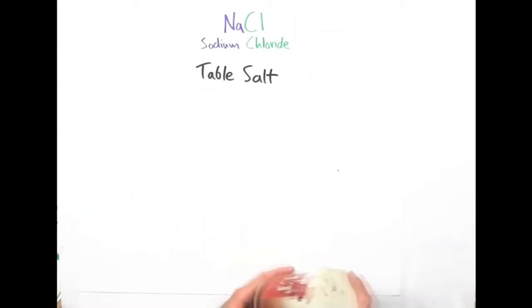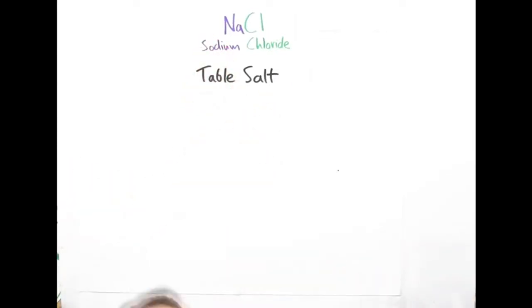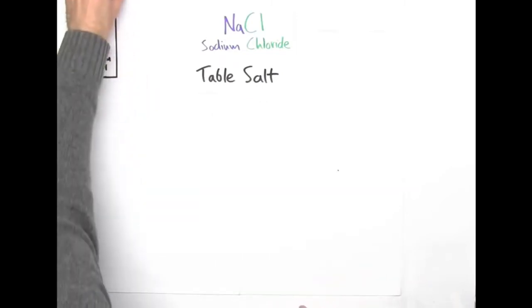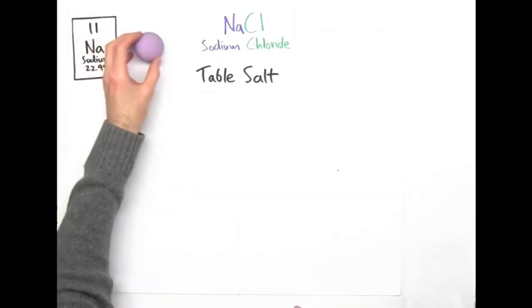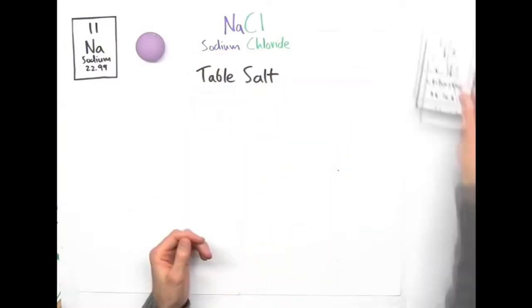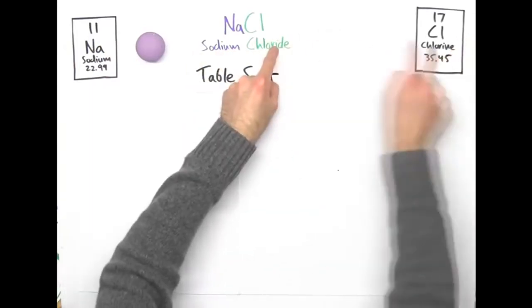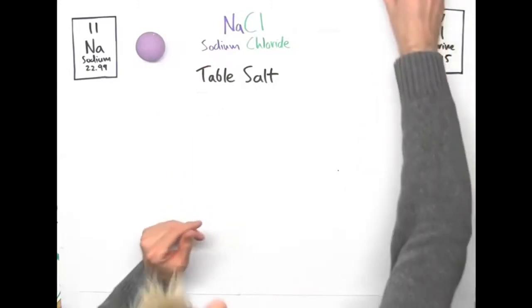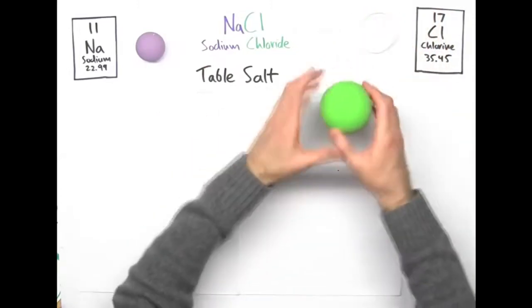It's the stuff that you put on your food. So sodium chloride is made of two types of atoms. We got sodium. Here's its symbol from the periodic table, and here is a sodium atom right here. And sodium chloride is also made of chlorine or chloride. I'll tell you what the difference between those is in a minute, but you don't have to worry about it right now. And here's a chlorine atom.